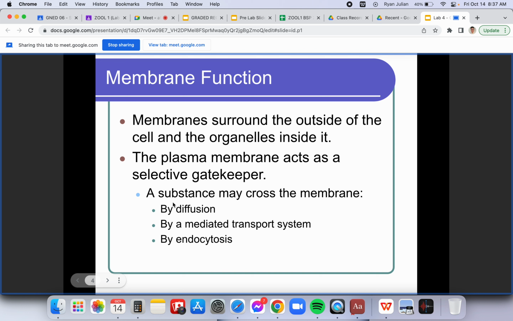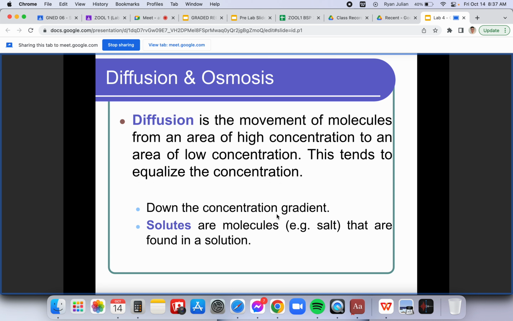A substance may cross the membrane via diffusion, a mediated transport system, and endocytosis, which I will be talking about individually later on. You have heard of these terms before. What is the difference between diffusion and osmosis?